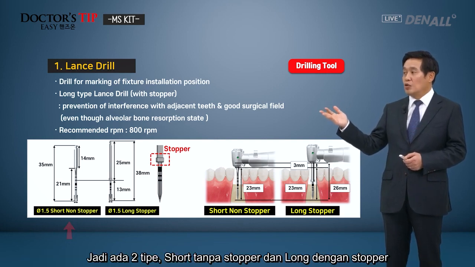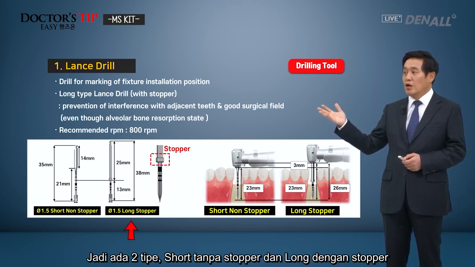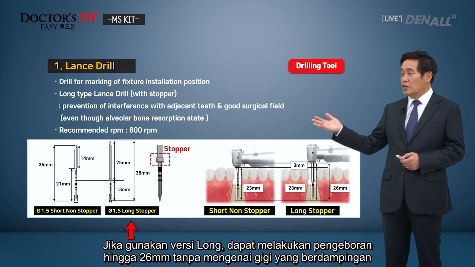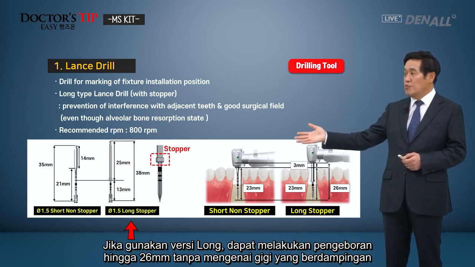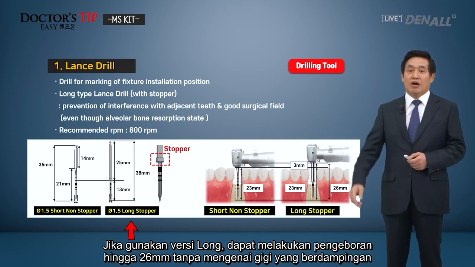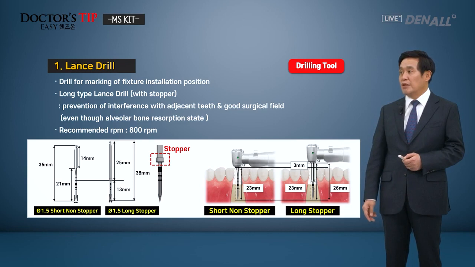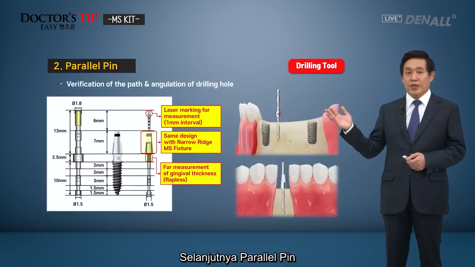So we have two types, a short, non-stopper, and also we have a long stopper. So it's a longer version. So if you drill, you can go up to 26 millimeters, so there will be no interference from the adjacent teeth. Next is the parallel pin.